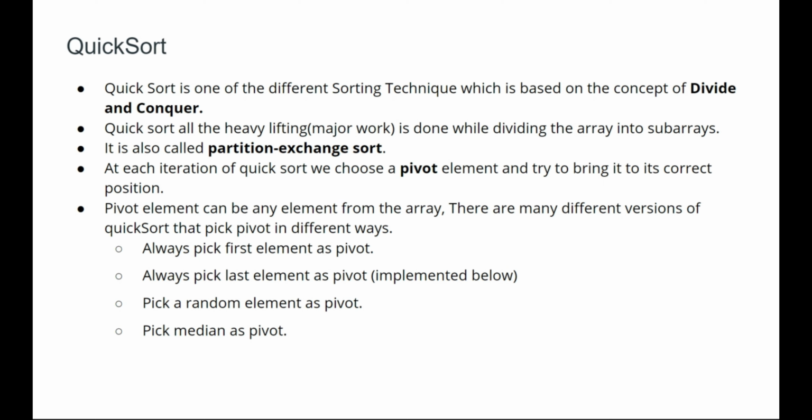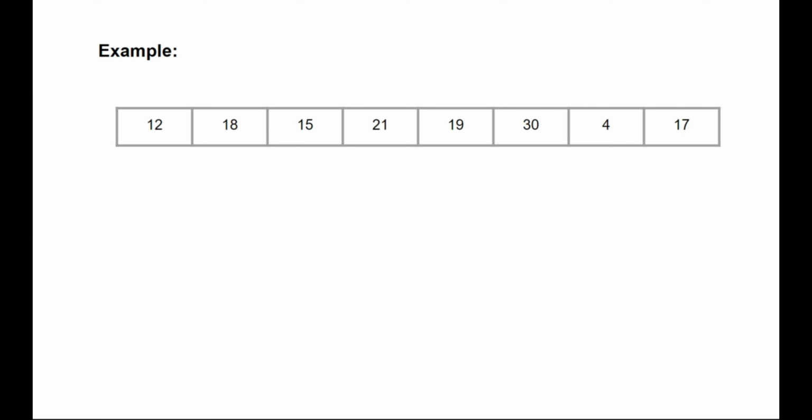Here in this video, I am going to choose the last element, or the rightmost element, as pivot. Let's discuss the basic idea behind the quicksort algorithm. Okay, let us check an example. This is an unsorted array with index from 0 to 7. So the total elements are 8.